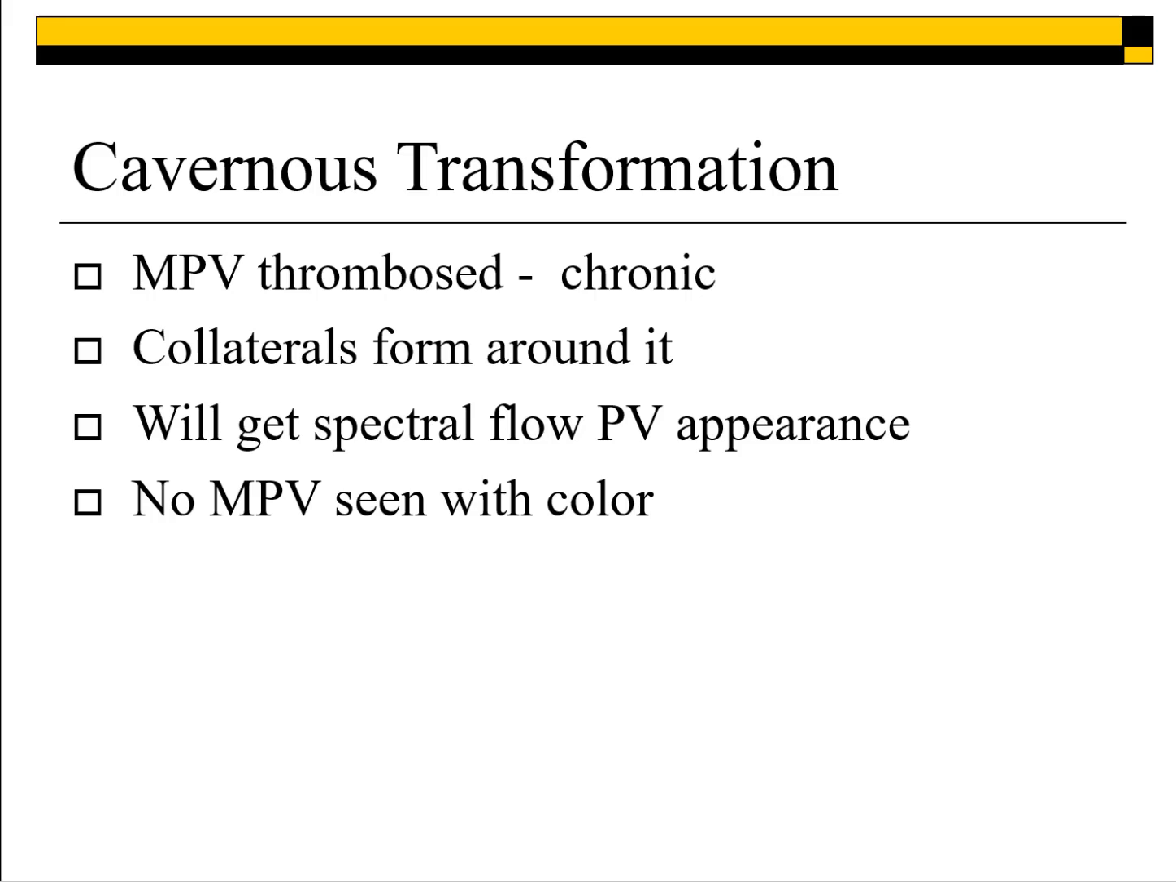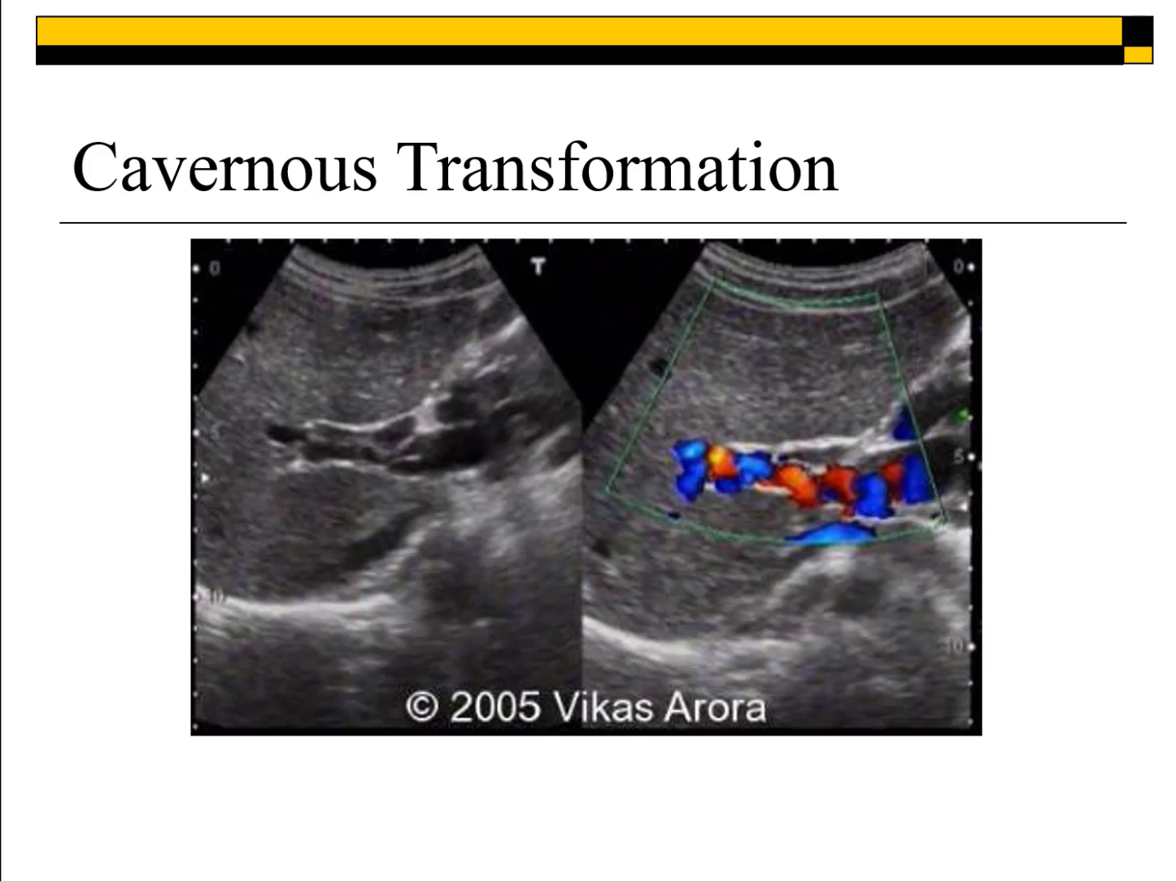So some of our signs of cavernous transformation: non-visualized portal vein, and you're going to see a robust amount of collateral channels as a result of this that are going to appear right there at the porta hepatis. So again, we're going to have that chronic thrombosis with cavernous transformation, and that's just going to appear as a small echogenic lumen with multiple tortuous collateral channels, as you can see right there within the porta hepatis.